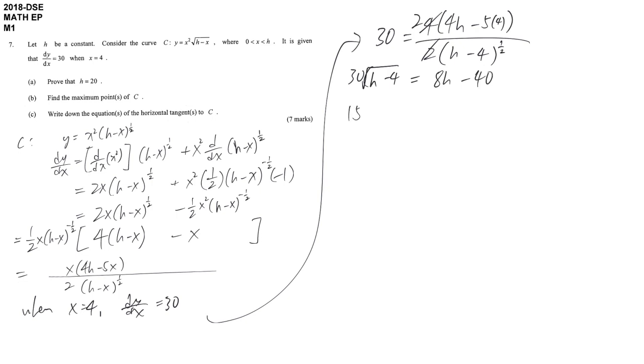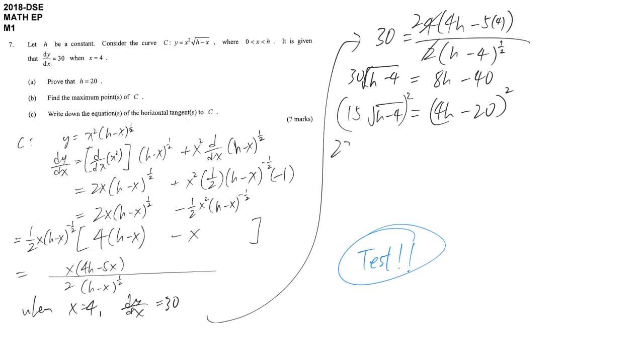Both sides divided by 2, make the number smaller, and then both sides take square. Again, when you take square, beware that you may create one fake answer with the same magnitude but not the same sign. So later on, you must verify your answer one by one. And then 225 times (h minus 4) is equal to 16h squared minus 160h plus 400.